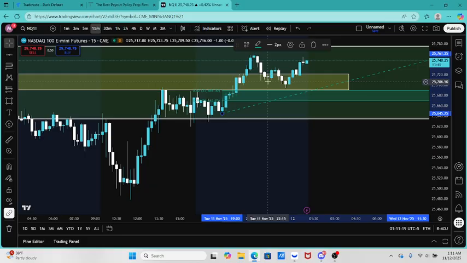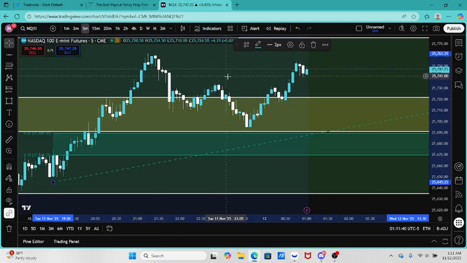Oh, and this is nice too because we came up, rebalancing this order block, this one right here, and then came down and took out that low. So a lot of people that had their stop loss here got taken out. See the 5 minute? It's looking very nice to me actually for longs.